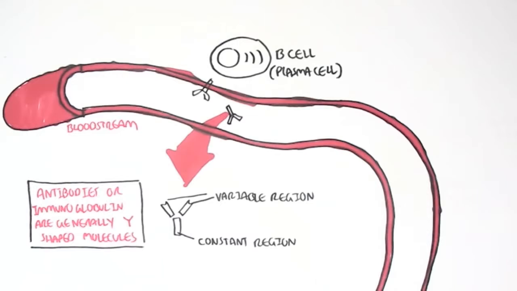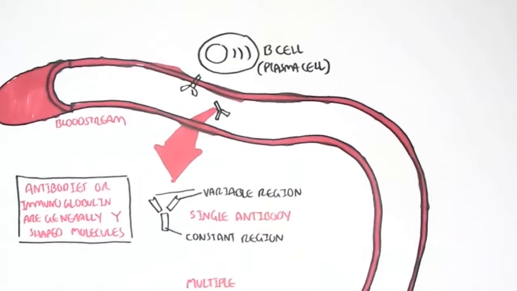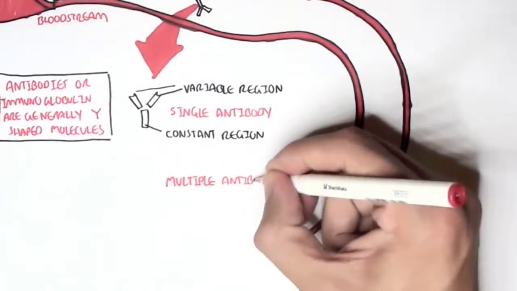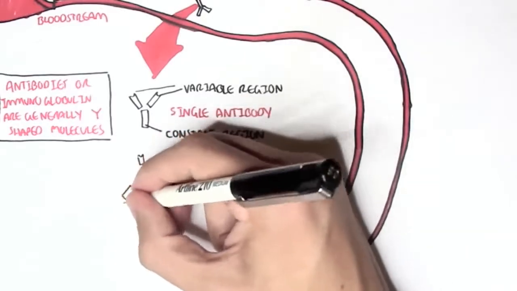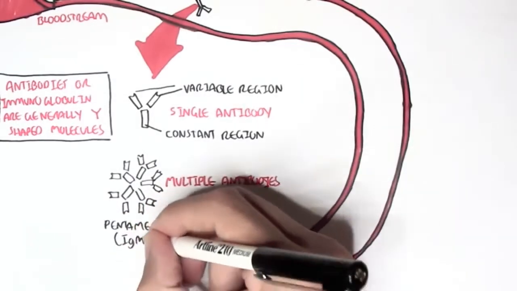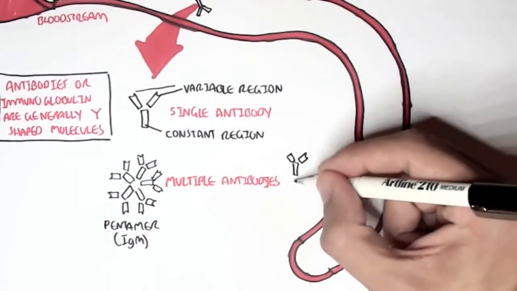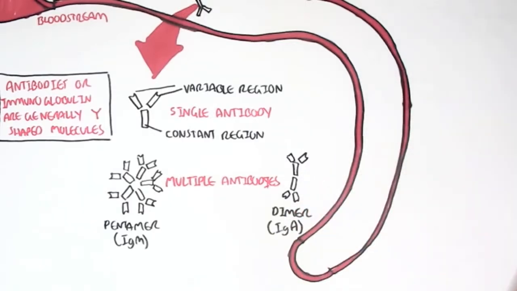This antibody here is a single antibody. However, there are also antibodies that actually function and form multiple antibodies, such as a pentamer shape. Pentamer as in 5 antibodies, which is made up of IgM antibodies. And there's also a dimer form, meaning 2 antibodies, made up of IgA antibodies. And we'll learn about the different types of antibodies, IgM and IgA, later on.